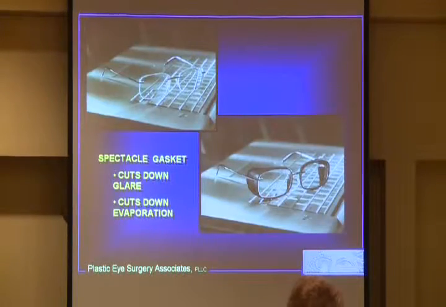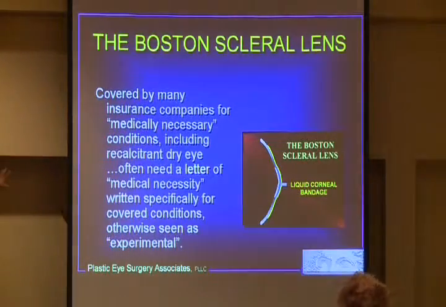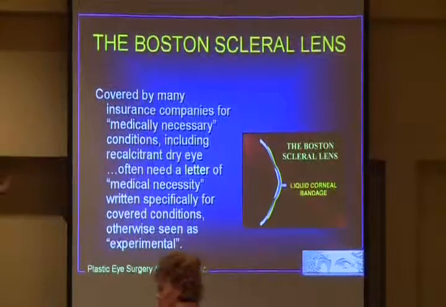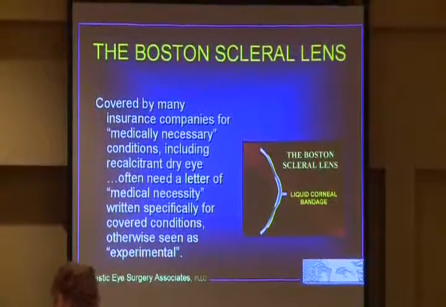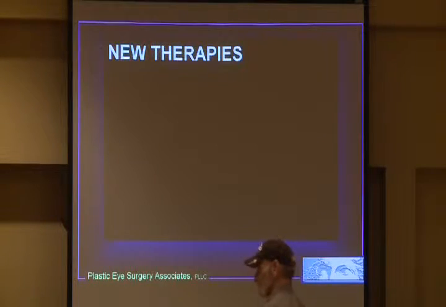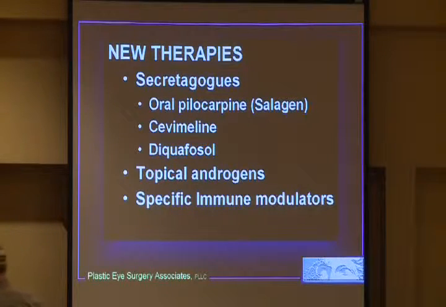I want to just say a quick word about the Boston scleral lens. If you haven't heard about it and you have a real problem with moisture, this is a great thing to think about if you can get your insurance company to pay for it. It is a hard contact lens that covers the entire eye and is really good for people who have a severe moisture problem. There are some new therapies coming down the line. They are not here yet.